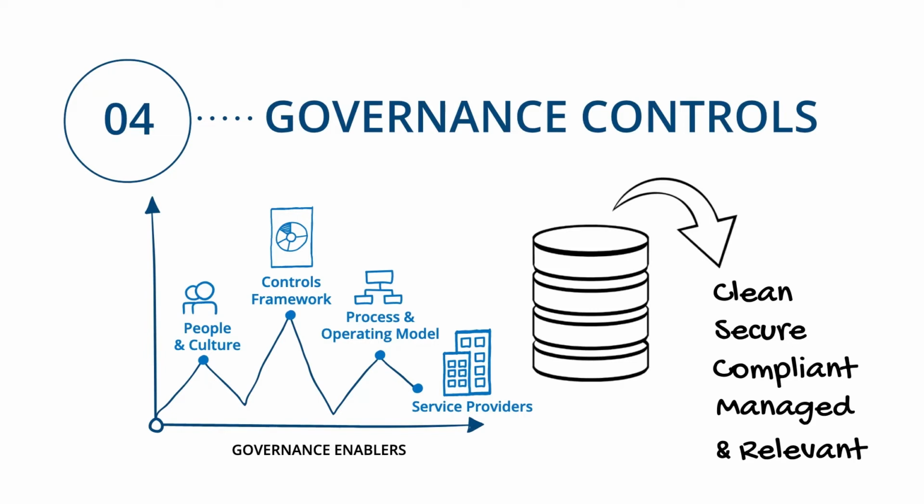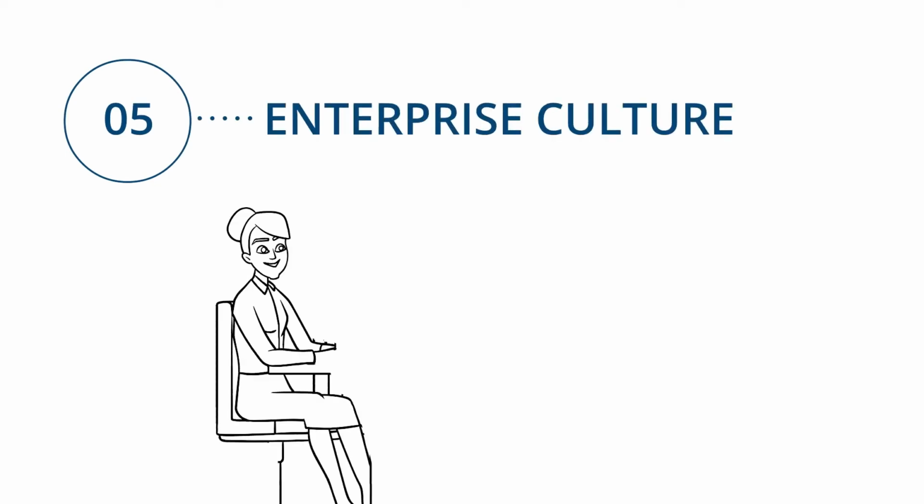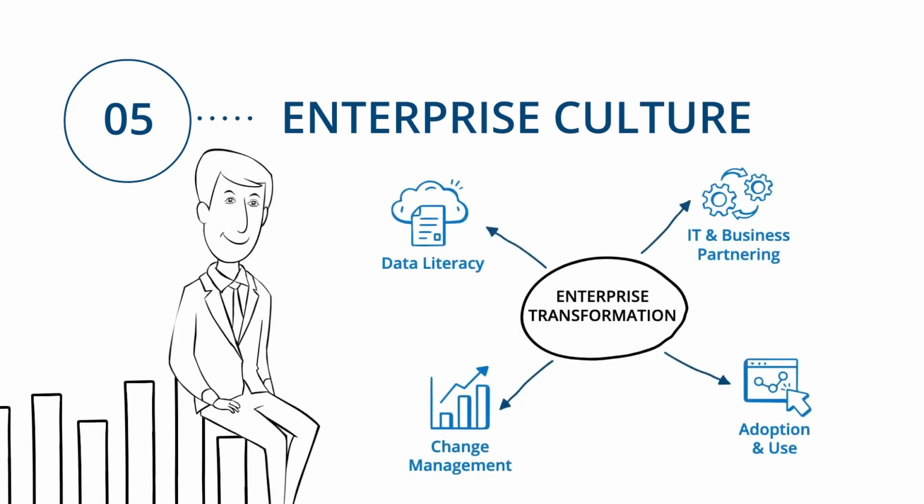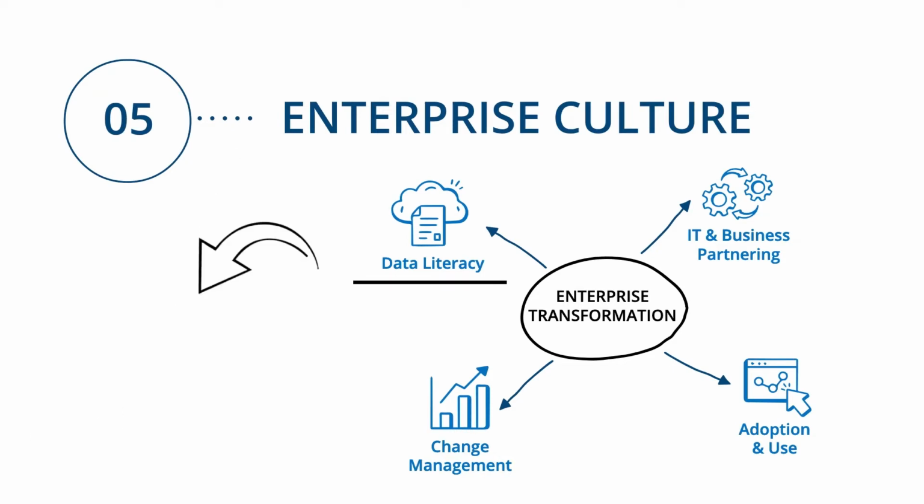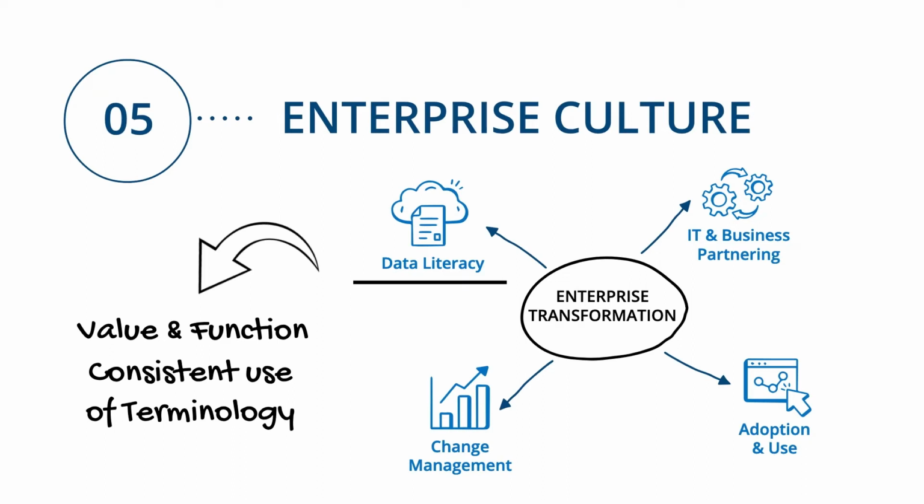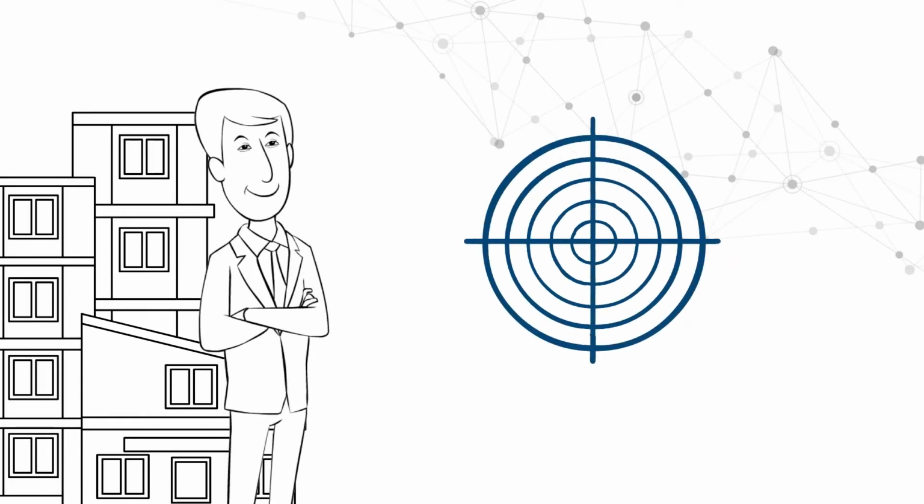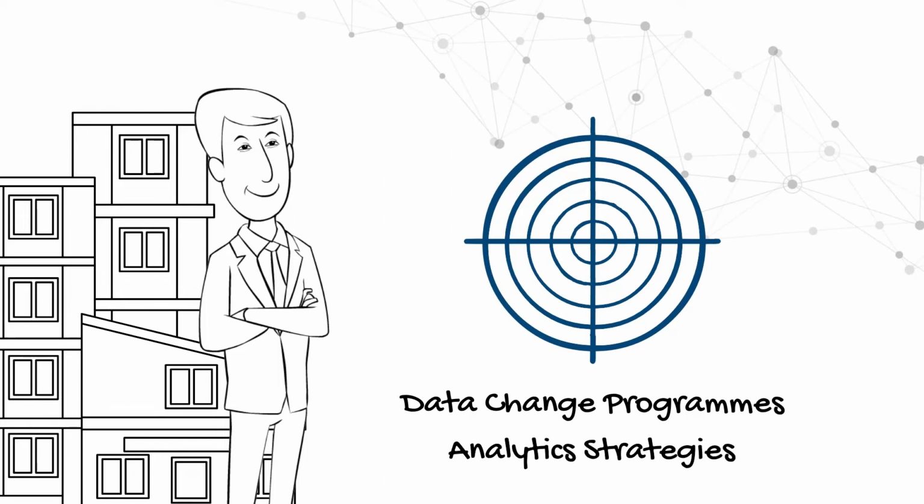Critical to the effective execution of a data strategy is the underpinning enterprise culture. A mature organisation will strive to become a data-driven culture and may employ data literacy programs that are there to ensure that the organisation understands the value and function that data plays, that there's a consistent use of terminology, and that the supporting structure is in place to ensure the adoption and use of analytics to help the company make data-driven decisions.